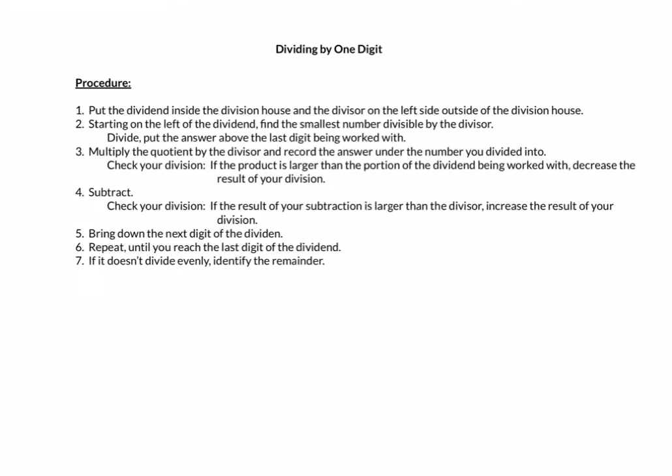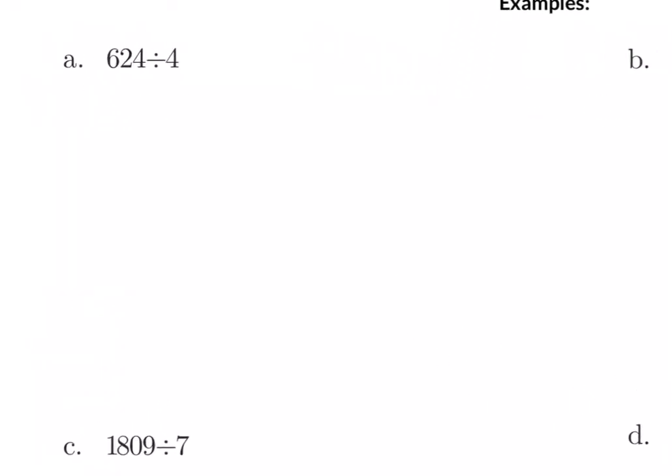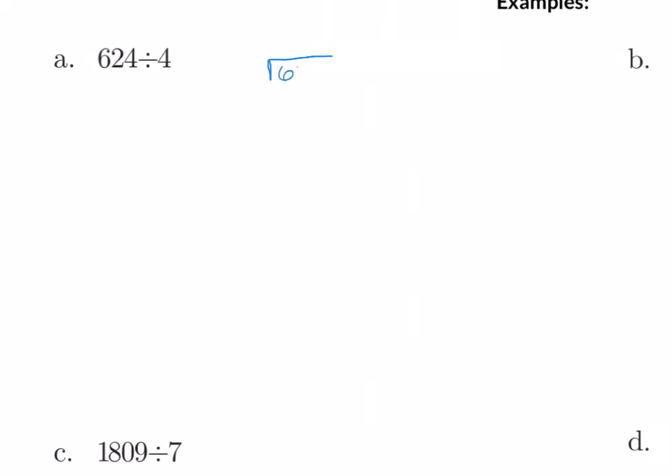Okay, so let's go ahead and look at some examples. Example A, we have 624 divided by 4. So we want to know, where do our numbers go? 624 is going to go inside. 4 is going to go on the outside. Why? You have to be very careful.